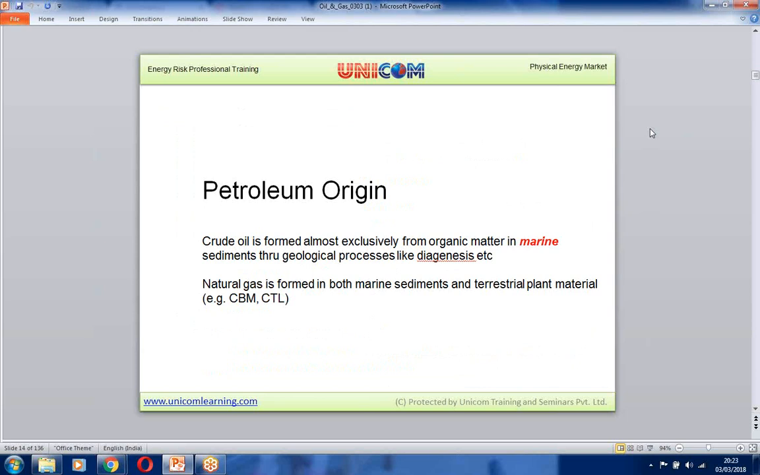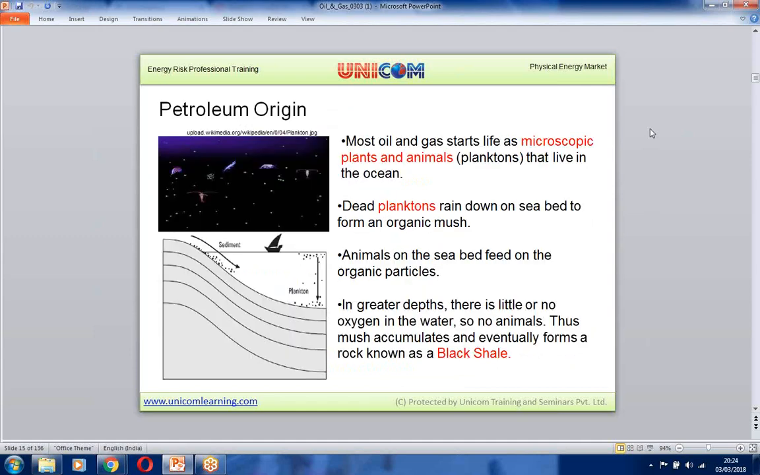Crude oil is formed almost exclusively from organic matter in marine sediments, through a geological process called diagenesis. Natural gas is formed in both marine sediments and terrestrial plant material, but crude oil is generally in the marine formations. Most oil and gas start life with microscopic plants and animals that live in the ocean. So dead plankton go to the seabed and form an organic mush. Then sedimentary deposition happens on them over time.